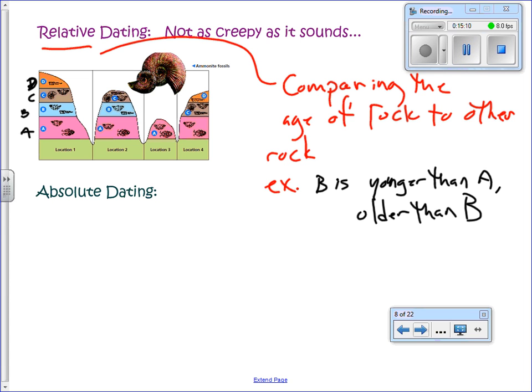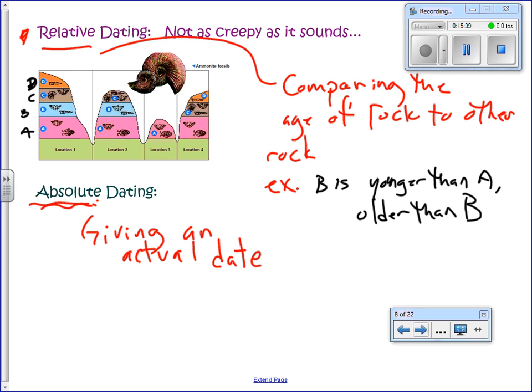And then absolute dating is actually what? So it's giving an actual date, an actual number of how old it is. Right. So this one's easy to do. You just look at the picture and say, oh, it's younger than the dinosaurs. It's older than the dinosaurs. It's about the same time as the dinosaurs. Absolute dating, you have to have something to actually tell you the date.